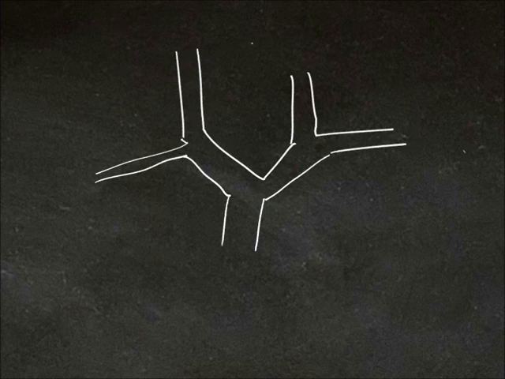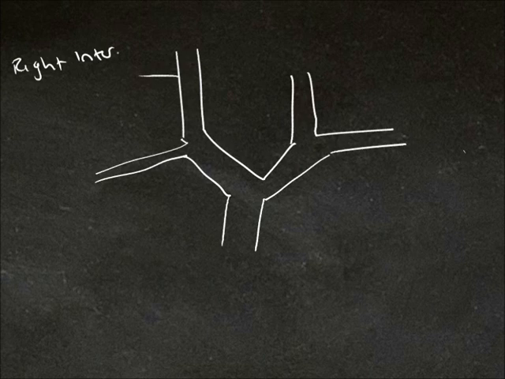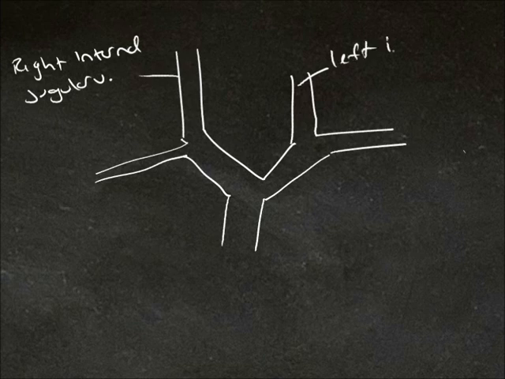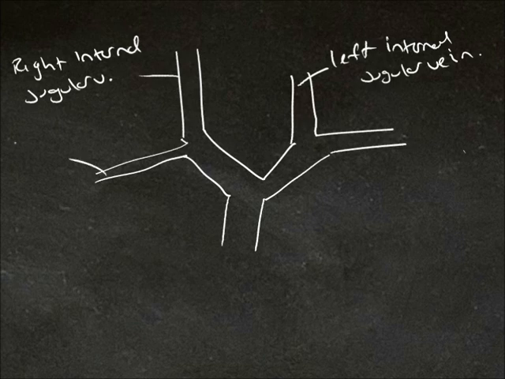Here we have our right internal jugular vein, and this is our left internal jugular vein. Here we have our right subclavian vein, and our left subclavian vein.